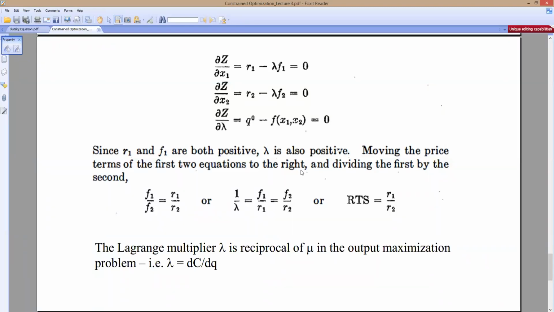In place of Lagrange multiplier, you will write reciprocal of the Lagrange multiplier. Okay, ma'am. Rest of the things are same. So here also we did the same thing. Reciprocal of the Lagrange multiplier is dq by dc. Yes, ma'am. Okay. Anything else regarding the first order conditions, regarding anything?